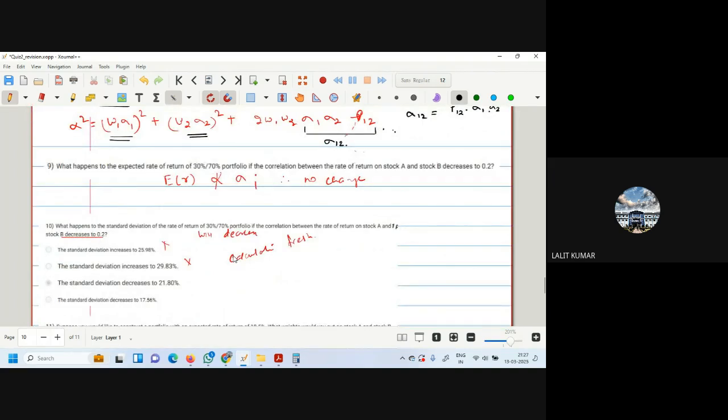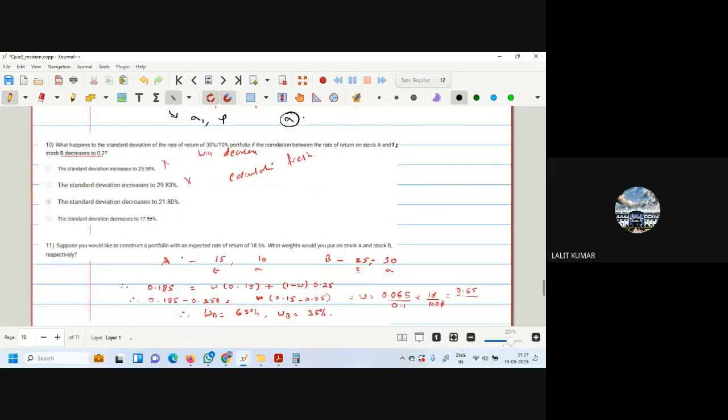Okay, next question. What happens to the expected rate of return of the 30/70% portfolio if the correlation between the rates of return decreases to 0.2? So see, in the expected rate of return formula, there is no place for either the standard deviation or the correlation. So your expected rate will remain the same. Only your standard deviation will change.